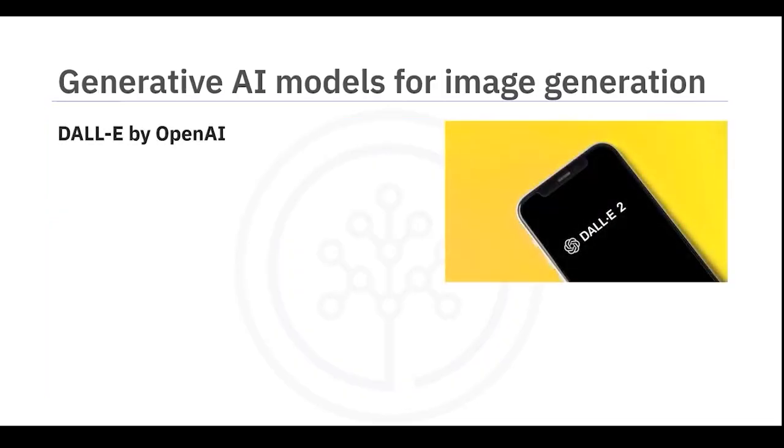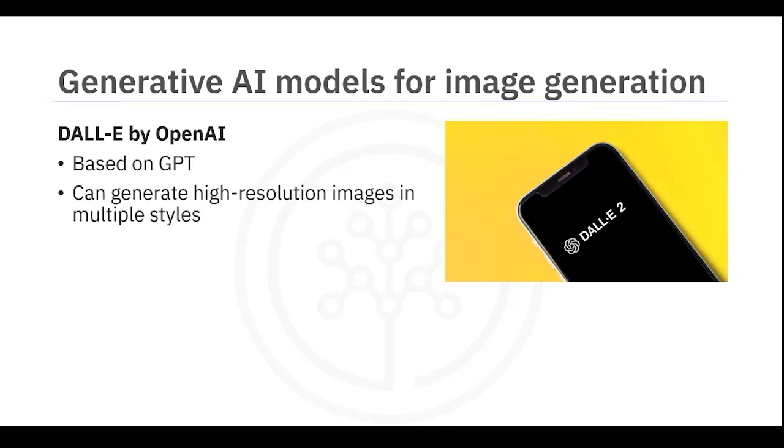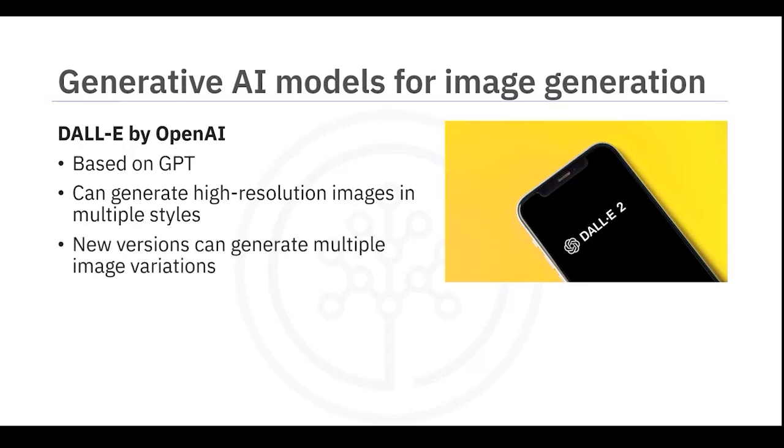The image generation and modification capabilities of generative models and tools have evolved with the evolution of models that power them. OpenAI's DALL-E is based on the GPT model. Trained on larger data sets of images and their textual descriptions, DALL-E can generate high-resolution images in multiple styles, including photorealistic images and paintings. DALL-E has evolved, and the new versions of DALL-E provide capabilities for generating multiple image variations and image transformation through in-painting and out-painting.